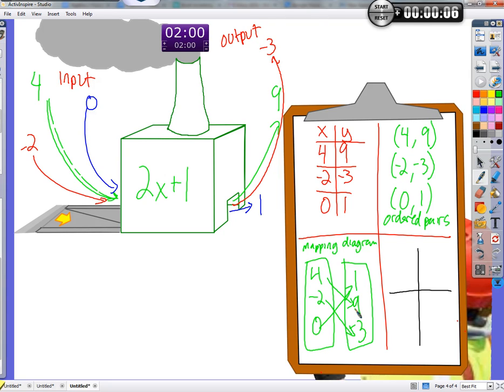With a graph, let's see why a graph is kind of a nice invention that somebody came up with. I'm going to move this down a little bit to show, say, this particular relationship right here. 4 goes to 9. Okay. On a graph, let me just put some tick marks on here.